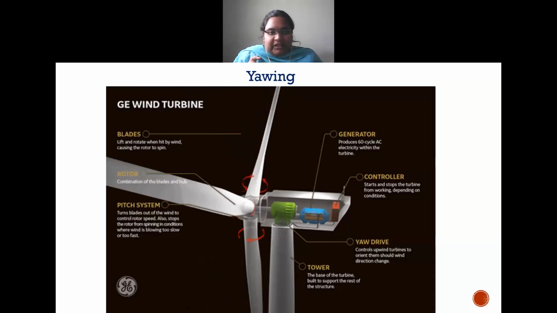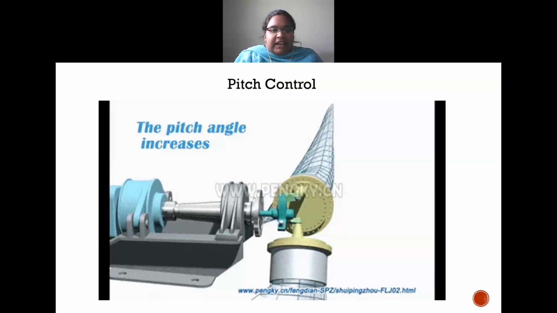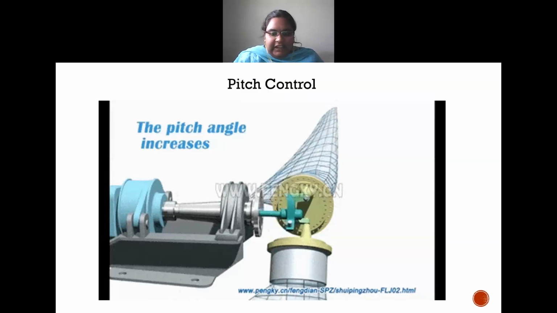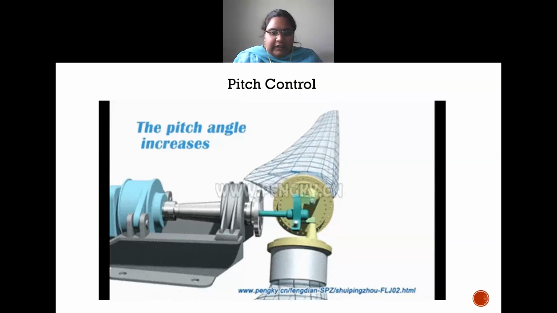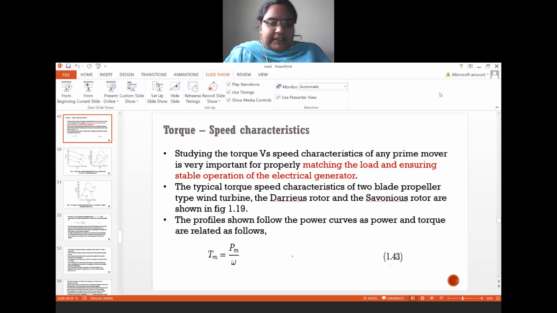That is pitch control. Okay, now here also you can see the pitch control. As the pitch angle increases, the wing will also be moving. So that is the end of your fourth chapter, ma.